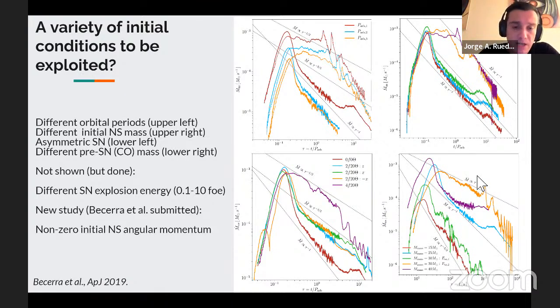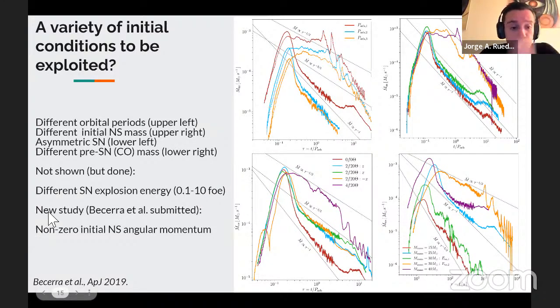So the masses of the carbon-oxygen star that explodes as a supernova can differ, and can have different density profiles, and this leads to a different fate of the system. It's not shown here, but we also explored different supernova explosion energies, from 0.1 to 10-fold, 10^50 to 10^52 ergs of energy of the supernova explosion.